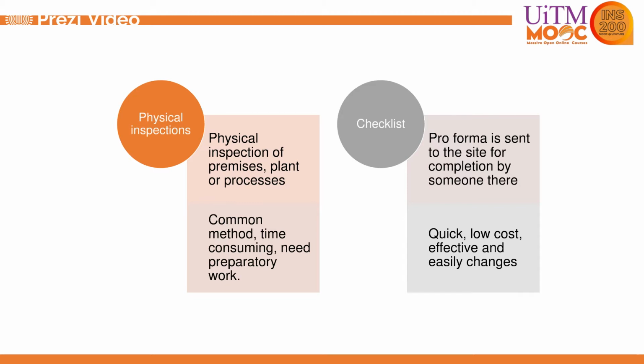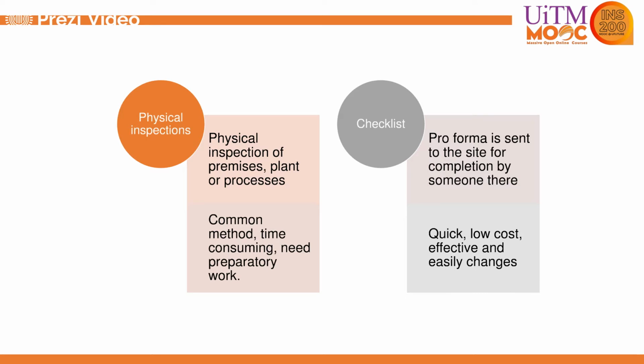This is where you need to walk down into the premises and make a direct observation. You need to look by your own self and inspect the premises, the building, the plant, and also the process involved in preparing the product and whatnot. This is one of the common methods, which is time consuming because you need to check and look by your own self from one building to another building, from one process to another process, and you need to do some preparatory work.